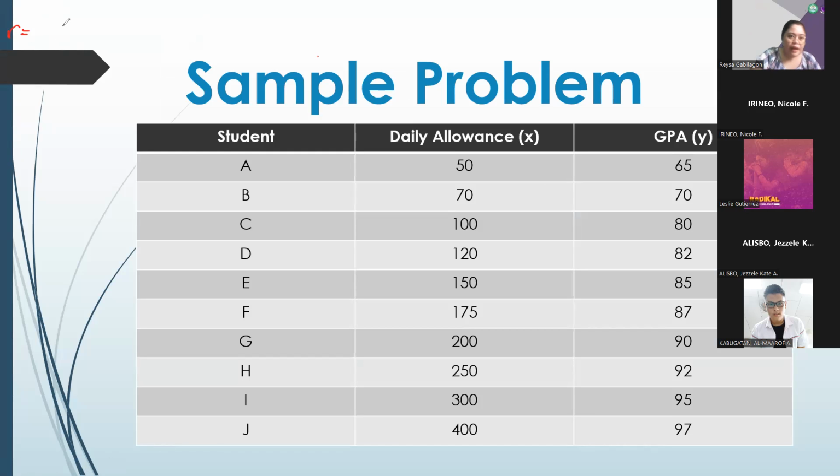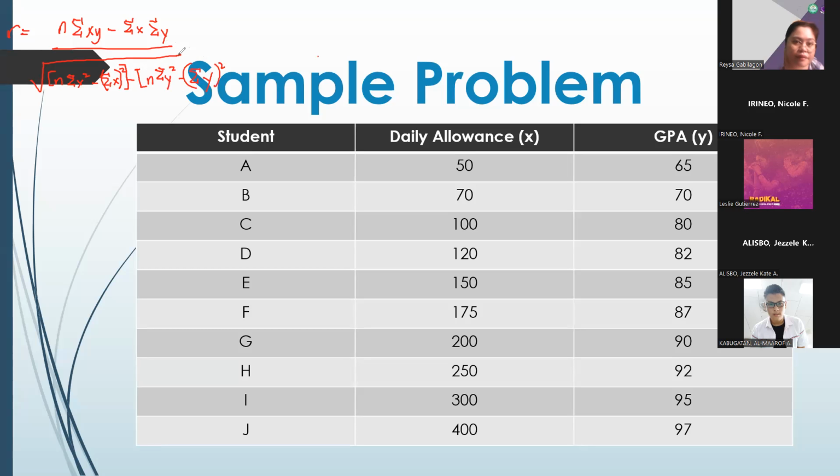R is equal to N, medyo mahaba kasi ito, times the summation of XY minus the summation of X times the summation of Y, divided by the square root, medyo mahaba, of N times the summation of X squared minus the summation of X, tapos square natin, minus, yung bracket, N times the summation of Y squared minus the summation of Y and then squared.